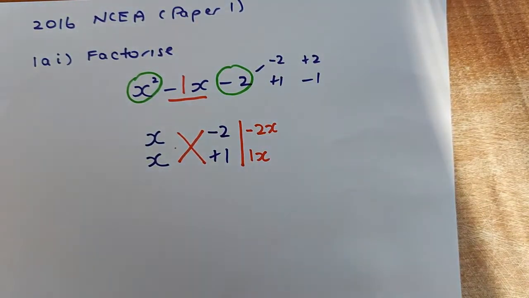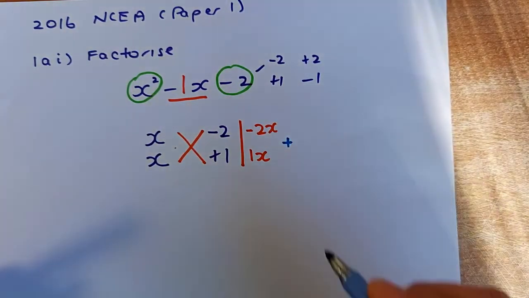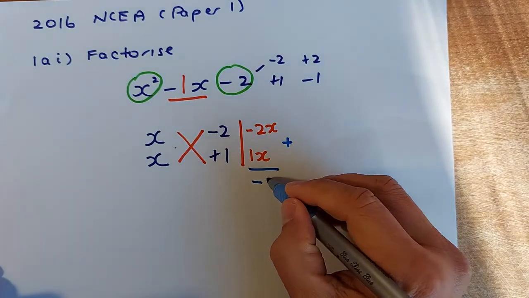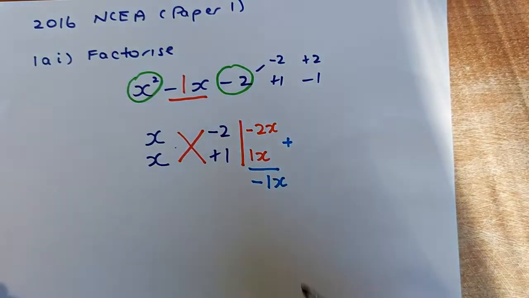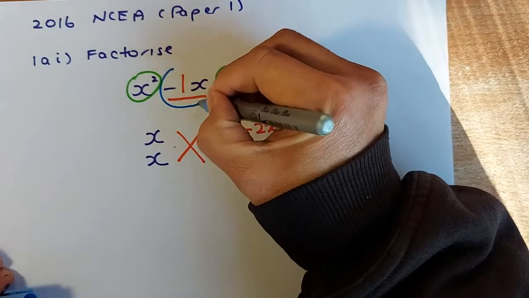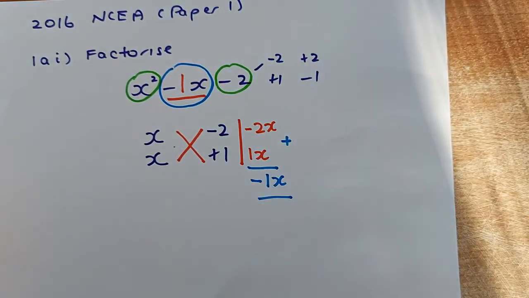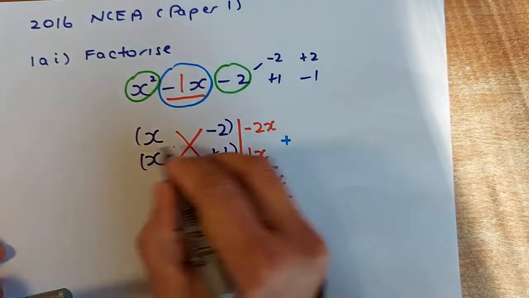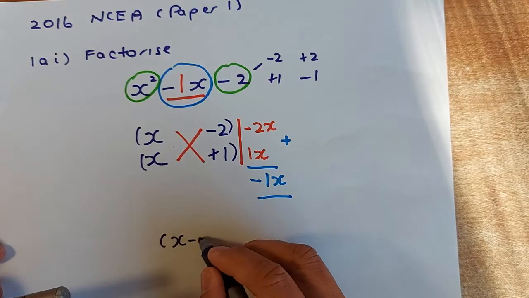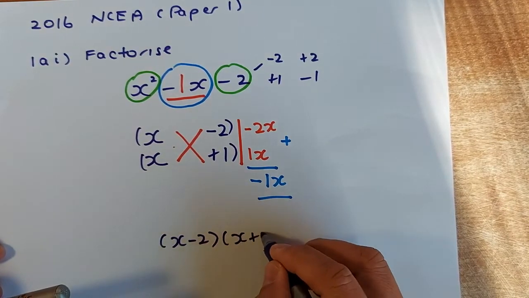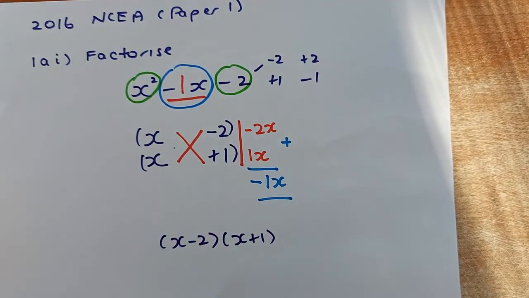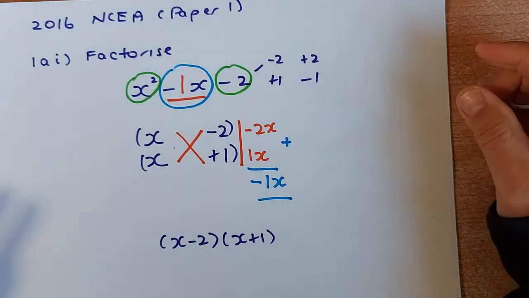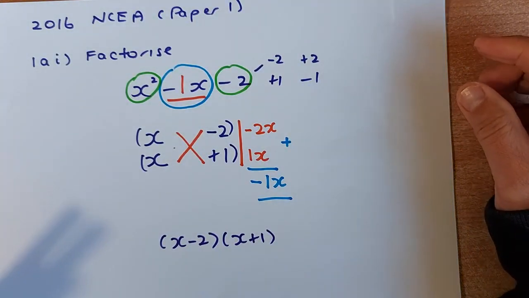And the last step you're going to do is add the 2 numbers on the right. Add them up. -2x plus 1x gives you -1x. So if this number is the same as that number, then we got the answer. So what you do now, we are going to put a bracket around the numbers. We're going to put a bracket here and a bracket there, and write out the answer. You're going to get (x minus 2)(x plus 1), and that is how you factorize a quadratic expression. It is a fast way of doing this.